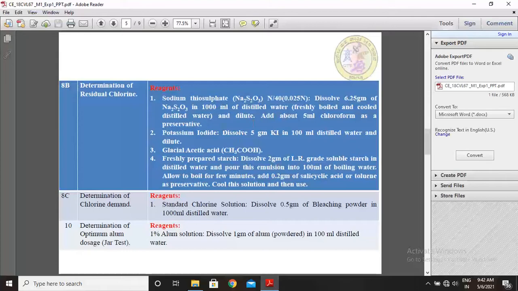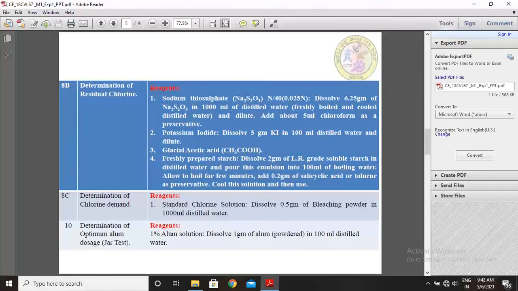Potassium iodide. Dissolve 5 gram KI in 100 ml distilled water and dilute. Now it has become potassium iodide solution. Next, glacial acetic acid. This is readily available from the markets. Freshly prepared starch. Same steps.